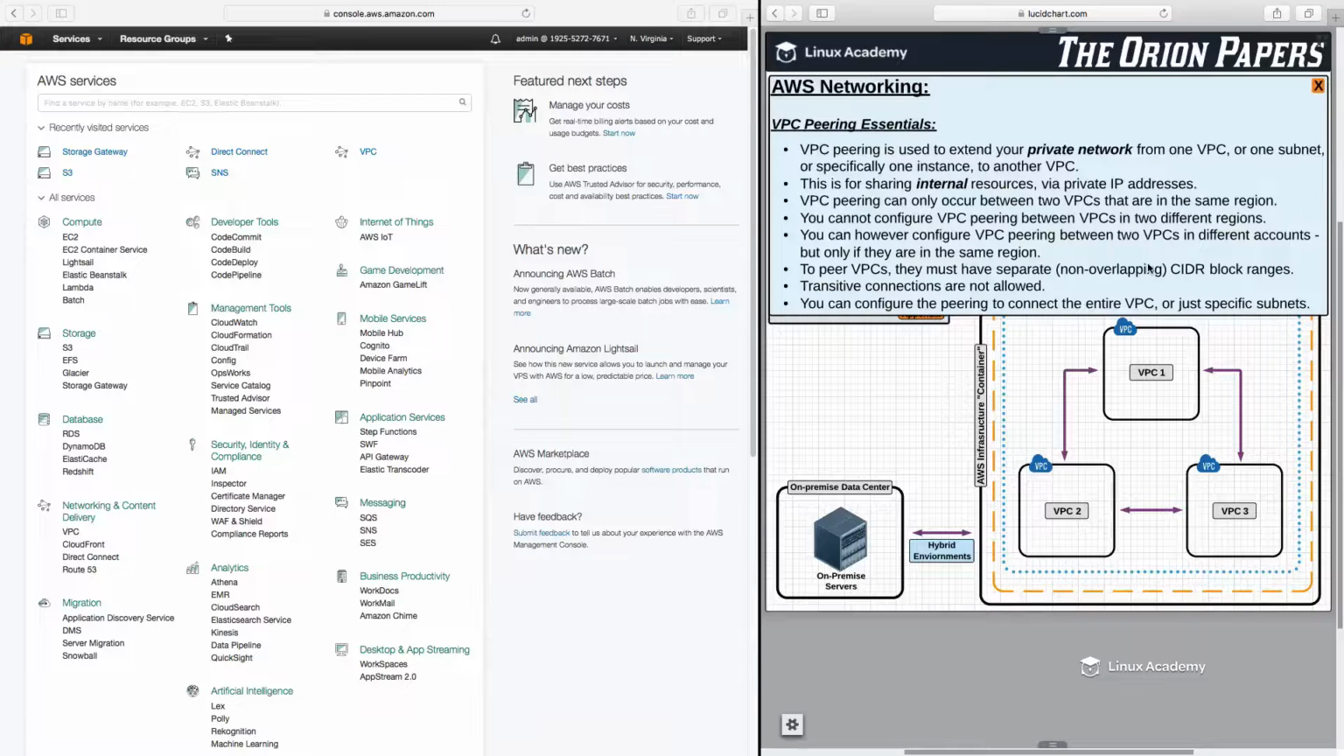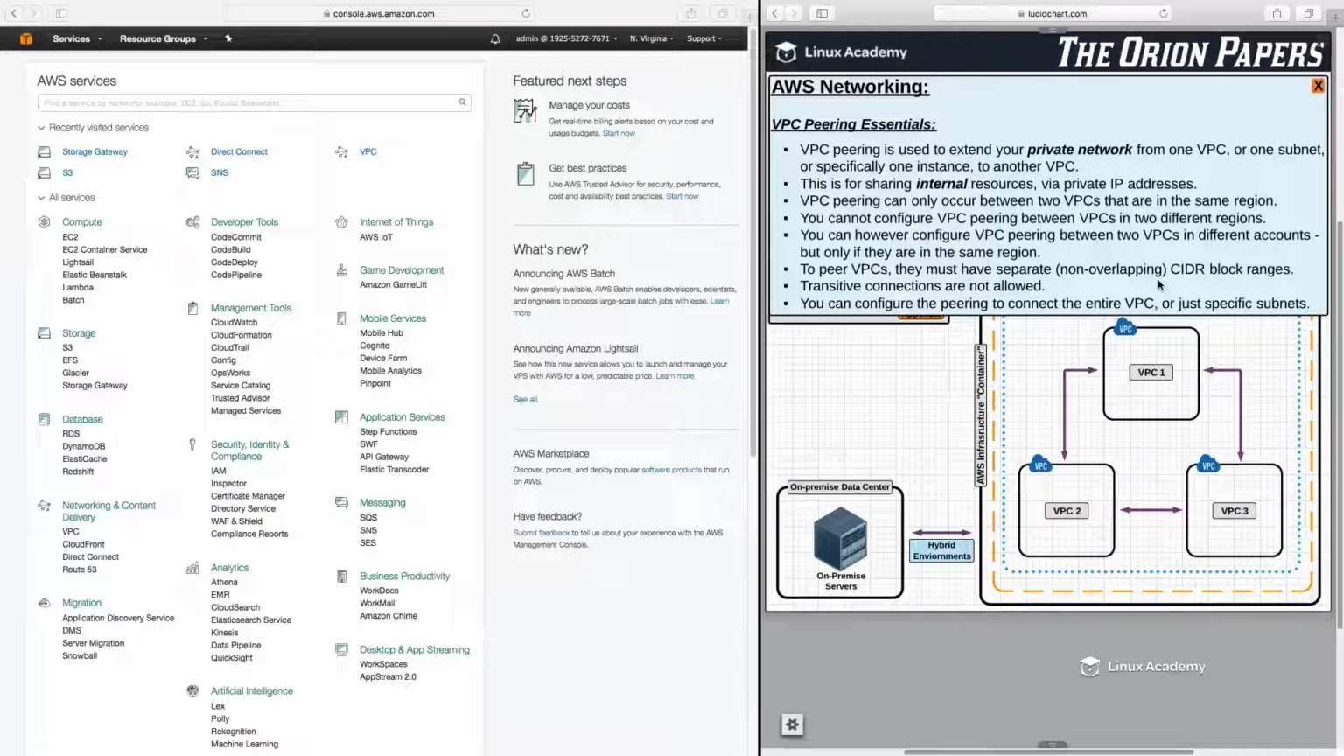Now, you can, however, configure VPC peering between two VPCs in different accounts. So I can have a VPC in my account, you can have a VPC in your account, and we can peer those VPCs and have our EC2 instances communicate with each other through their private IP addresses. However, again, both of our VPCs in our separate AWS accounts must be in the same region. Also, to peer VPCs, they must have separate, non-overlapping CIDR block ranges. That's very important. If you ever have an issue with VPC peering, it very well may be that one, they're not in the same region, or two, they have overlapping CIDR block ranges.